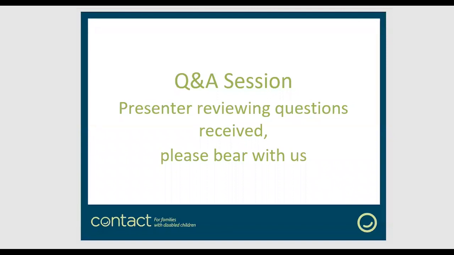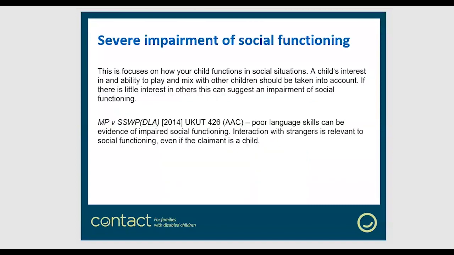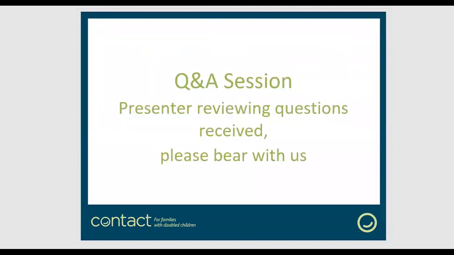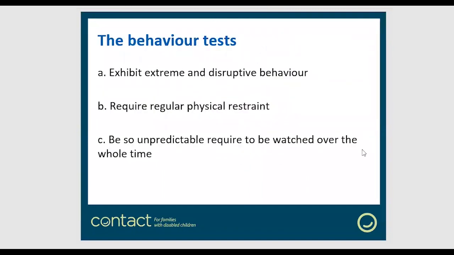That's great. Okay, I'm going to move on to looking at the other three tests that make up the severe mental impairment route. And these are all linked to behavior. They're all to do with challenging behavior in different ways. So there are three tests, all around your child's need for restraint and supervision. And the first of the tests you have to meet is that you need to be able to show that your child exhibits extreme and disruptive behavior.